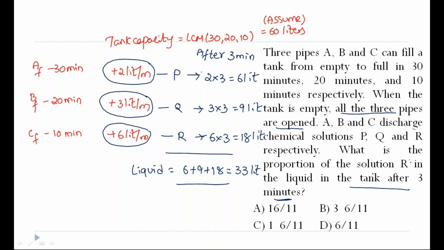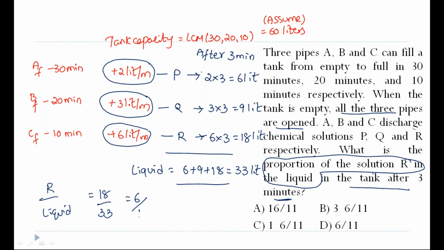But the question is the proportion of R in the liquid. R in the liquid is R out of total. R is 18 out of total 33. This is 3 sixes, 3 elevens. That's why 6 by 11, option D. R in the liquid is 6 by 11. Right.